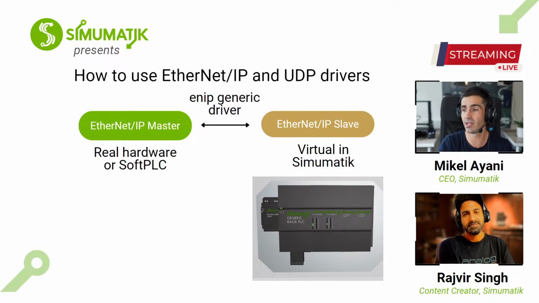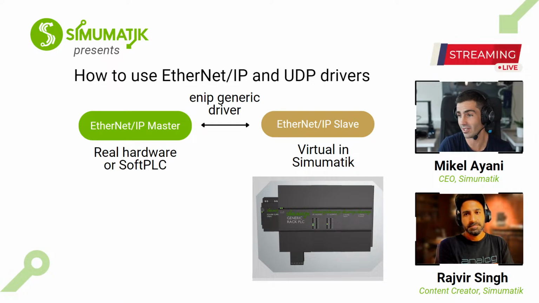We don't need to change anything in the configuration of the PLC. The only thing we need to do is add the IP address of the slave to our computer, so Simumatik can take over it and start answering the telegrams as the slave.